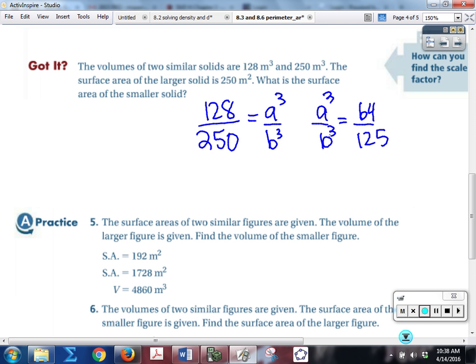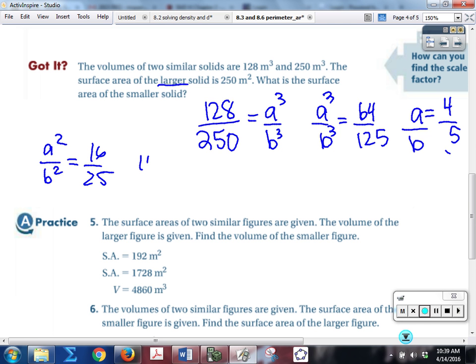Now I want to go back to surface area. So surface area is going to be a squared over b squared, which is 16 over 25. So this is the ratio of the surface area. And I know that the surface area of the larger solid is 250. So where do I put 250? Do I put it on top or bottom? Bottom, larger, right? And there's the smaller one. I can see that one in my head. That's just 160.